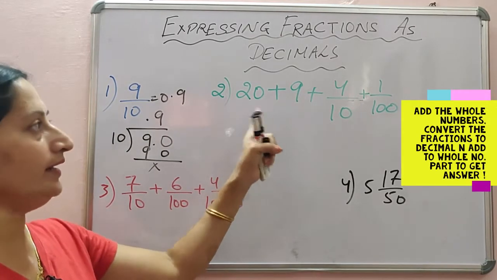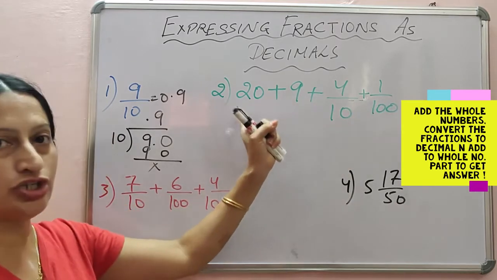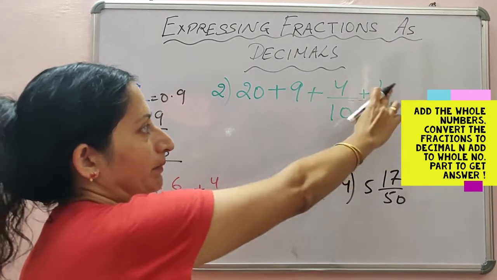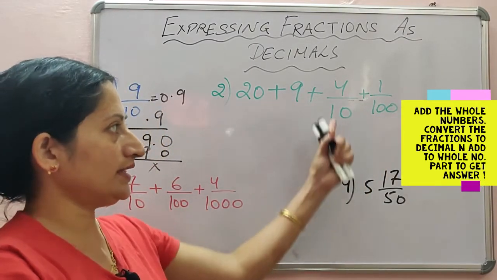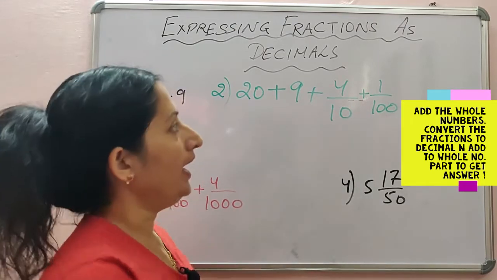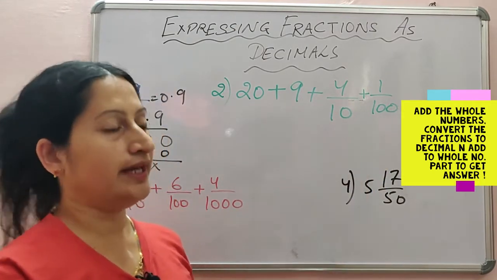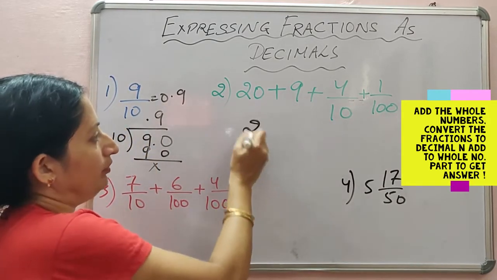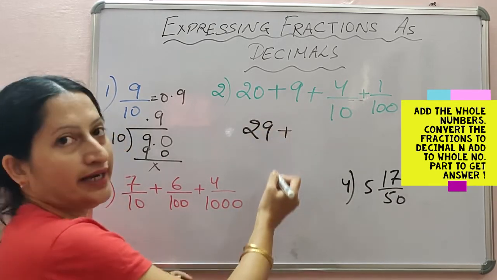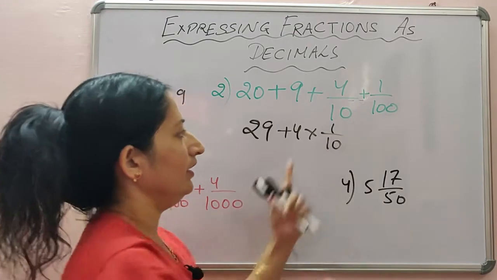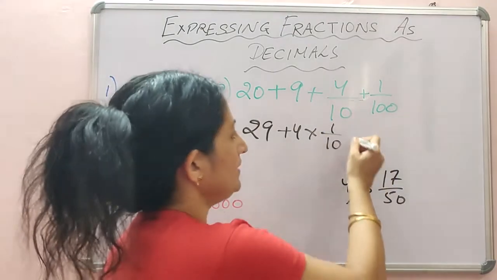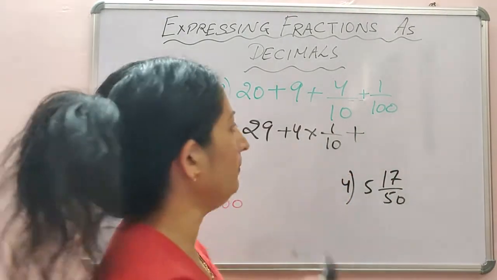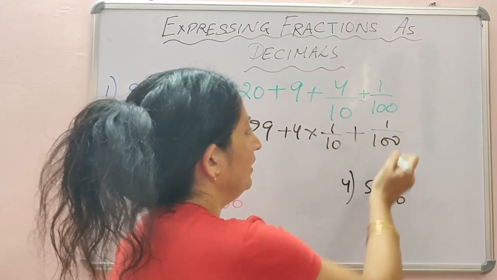Now let's go to the next question, which is actually a combination of addition and divisions. So 20 plus 9 plus 4 by 10 plus 1 by 100. Now this can be called 4 tenths and this 1 hundredth. That is the naming which I have already taught you. So we will first do 20 plus 9, that will become 29, and this one we can write as 4 by 10, and this is already 1 by 100, so no need to write it in another form. So we will write it as 1 by 100.